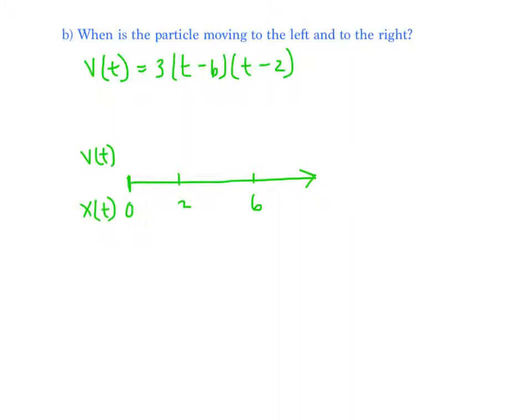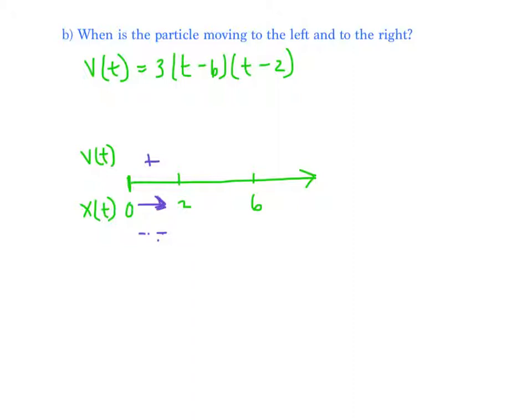So we're going to do a sign test. Remember, all we care about is if it's positive or negative. If I test a number between 0 and 2, obviously 1, I would plug it in up here, and I would have 1 minus 6 would be a negative times 1 minus 2 would be another negative. So negative times a negative is a positive. Now, if the velocity is positive, and we're on the x-axis, that would mean we are moving to the right. So I'm going to put an arrow in here that says that we're moving to the right.